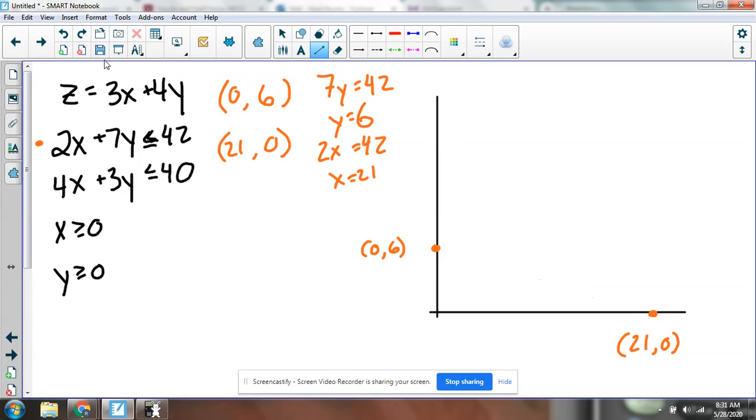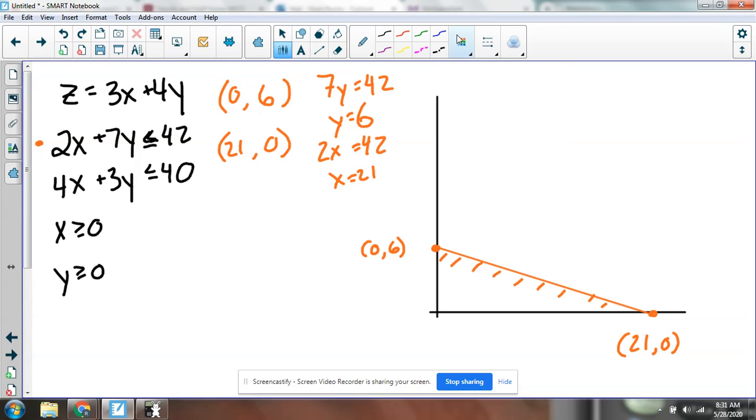Let me do that again. Okay. So then we would test (0, 0). If I plug 0 in for x, 0 in for y, I get 0 plus 0 is less than 42. So that's a true statement. So when I shade, I'm going to shade towards (0, 0). I'll wait till the end to shade.